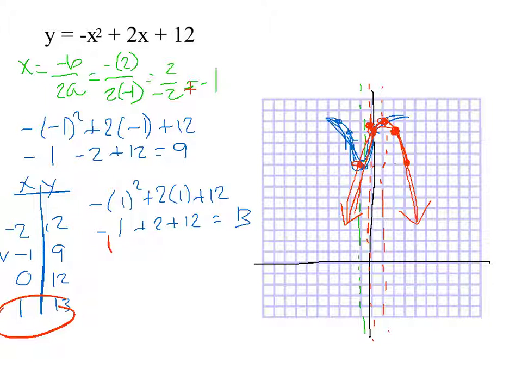And it does happen. You make mistakes, and you just have to go back, and usually it's where your axis of symmetry is that you made that mistake. And that is how you graph a parabola.